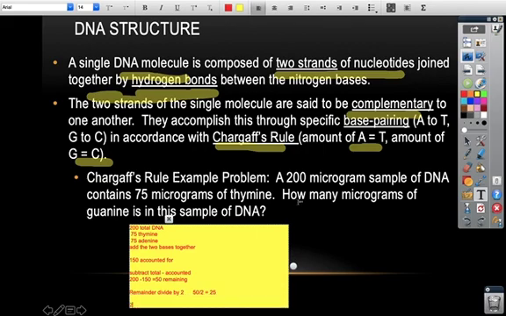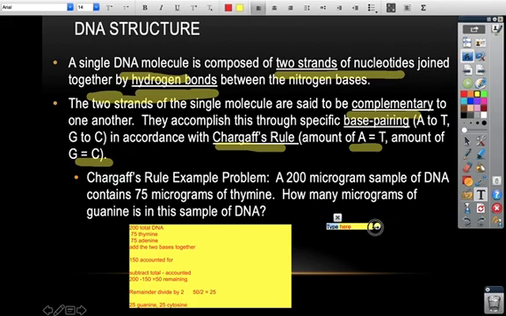Okay, so there's 25 guanine and there's 25 cytosine. And if we go back up and look at our problem, we were asked how many micrograms of guanine is in the sample. So we've now figured that out. So 25 micrograms. Okay. So let's try another problem. So you can just write down these numbers that I'm giving you, and then you can work from there.